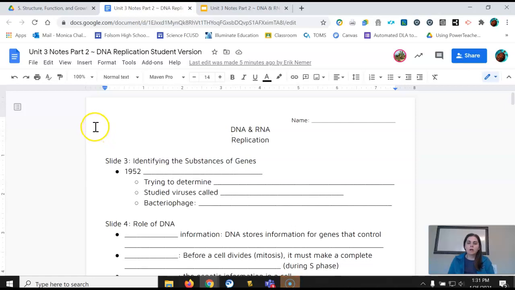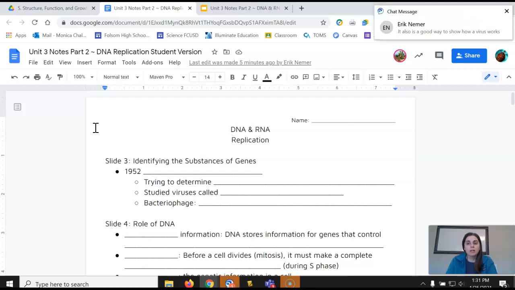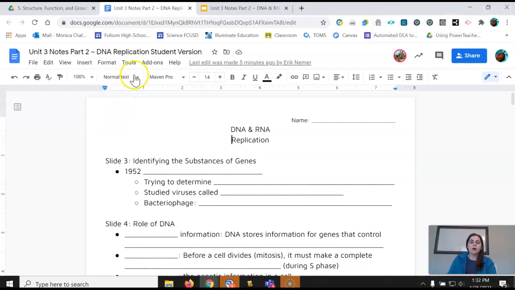Guys, so we are going to be working on part 2 of our notes for this week's homework. This is another fairly short set of notes. We are going to be looking specifically at DNA replication and how that all happened and how we figured out what DNA looks like, and we'll be working on eventually making some of our own DNA models.